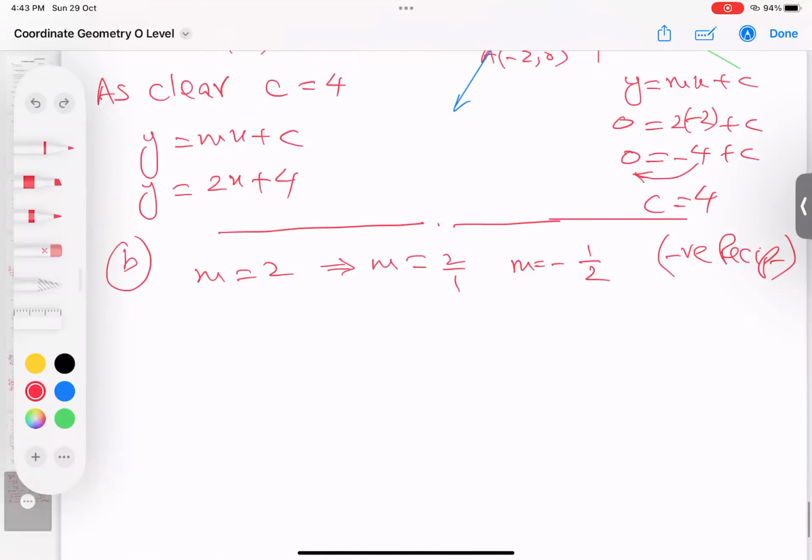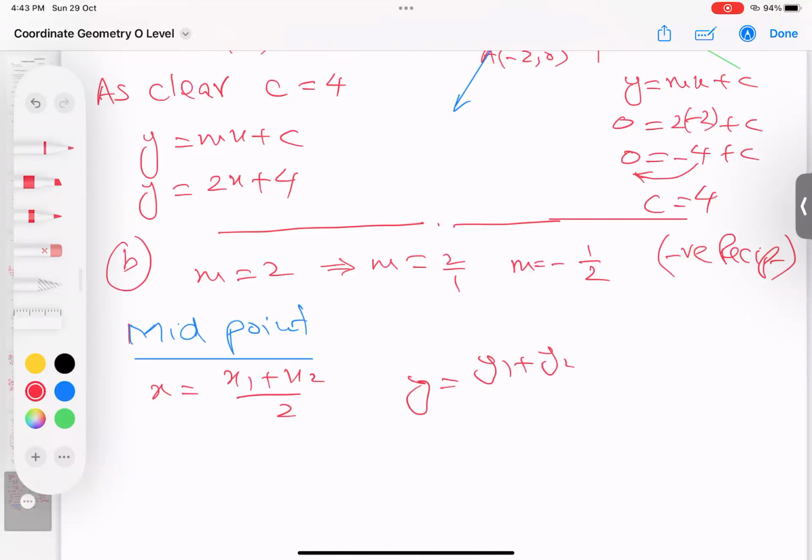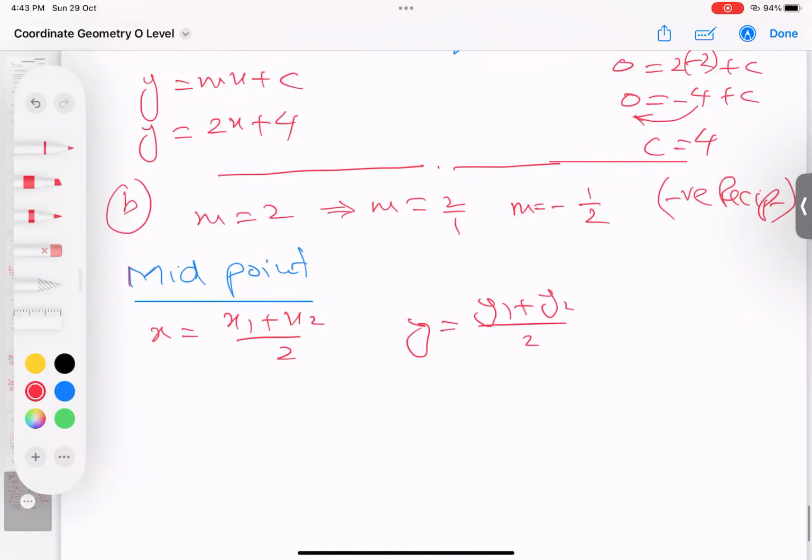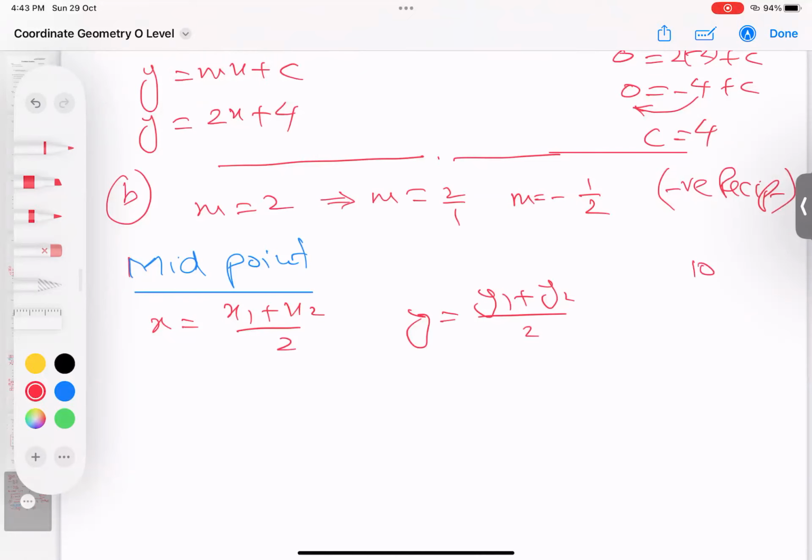So let's start the midpoint formula. Midpoint formula, students, are you familiar? x is equal to x1 plus x2 divided by 2. Same way for y, y1 plus y2, like the average of two numbers. Like you got 10 marks in one test and 12 marks in the second test. What is the average? Add them, divide by 2, you get 11. This is called average. Same here, average, x1 plus x2.